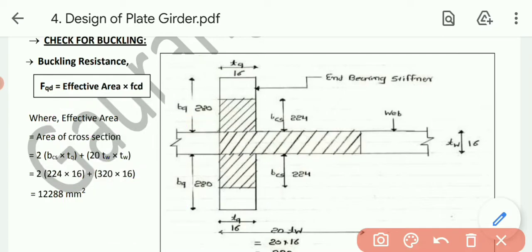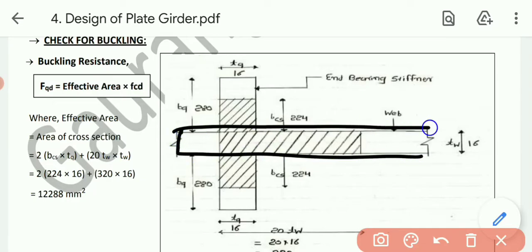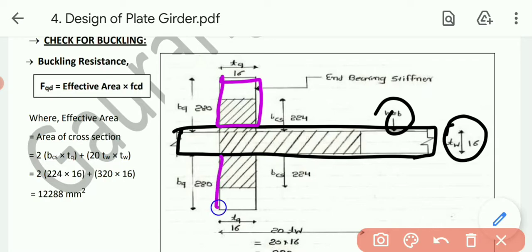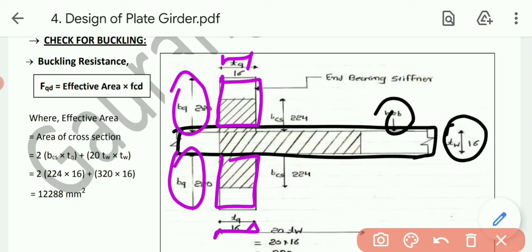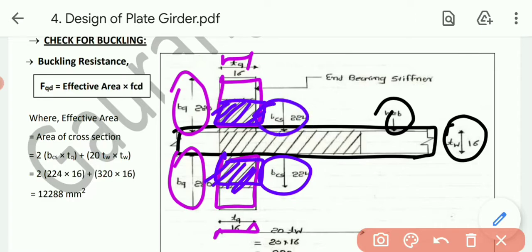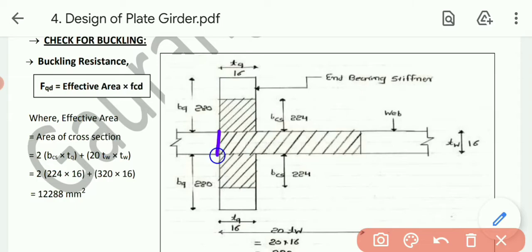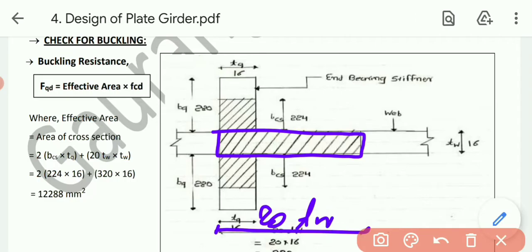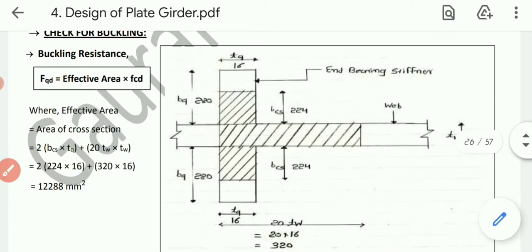Now what I have shown in the figure, this one is my web, thickness 16 mm, and these are my stiffeners which I have provided on both sides, that is 280 cross 16 mm. Now out of this, only 214 mm is the outstand which is effective section. This one is 14 t epsilon, that is the effective section. And with respect to this, the web also becomes effective for a dimension of 20 times tw. tw is 16, 20 times 16, so I get 320 mm.